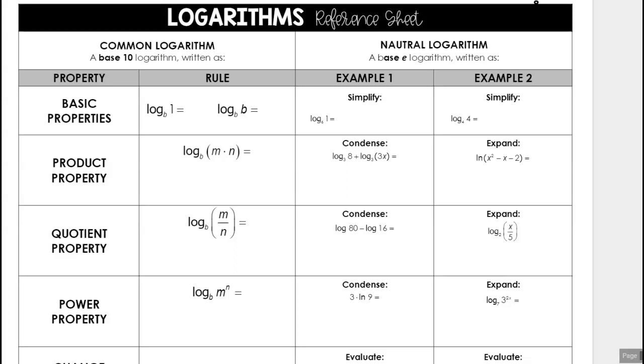Okay. Now, today is all about what are called log rules. These are rules that will always apply to logarithms to help you expand logs, help you condense logs, and help you solve for logs, which we're going to do next class.